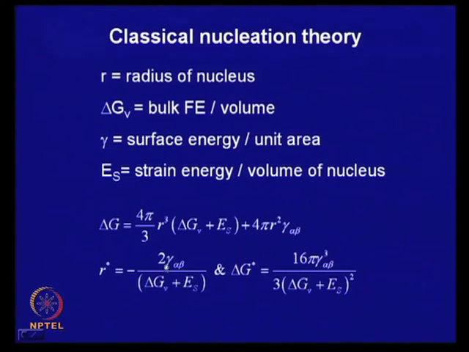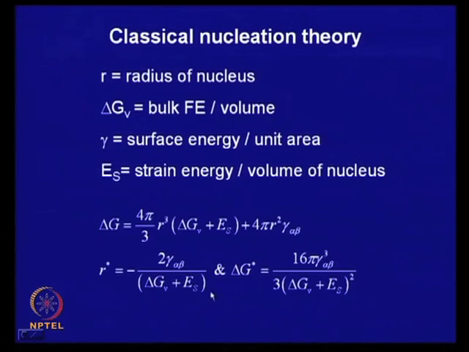nucleus size is twice gamma, that is surface energy, gamma alpha beta, over the sum of the bulk free energy for transformation plus the strain energy contribution. And similarly, this is the energy hump, the magnitude of that, this is the activation hill, you can say. This is a very simple derivation, and we have done a similar derivation during solidification.